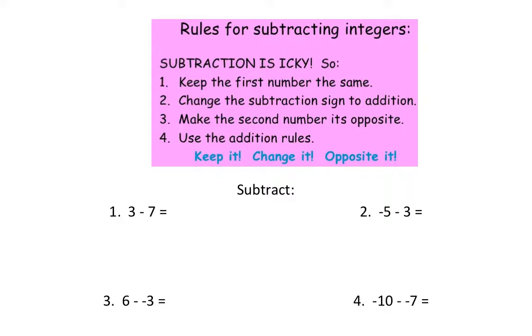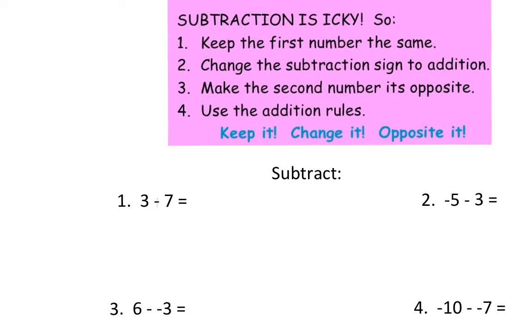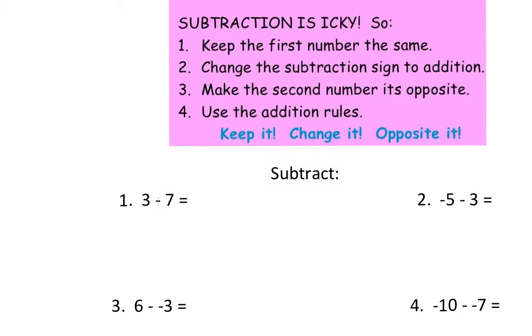Let's take a look at the first example. Number 1, 3 minus 7. First, we want to keep the first number the same. Done. 3, we're going to leave it alone. Then we're going to change the subtraction sign to addition. That means taking this subtraction sign and changing it to addition. Then we're going to make the second number its opposite. So I'm going to take this 7 and make it into a negative 7.